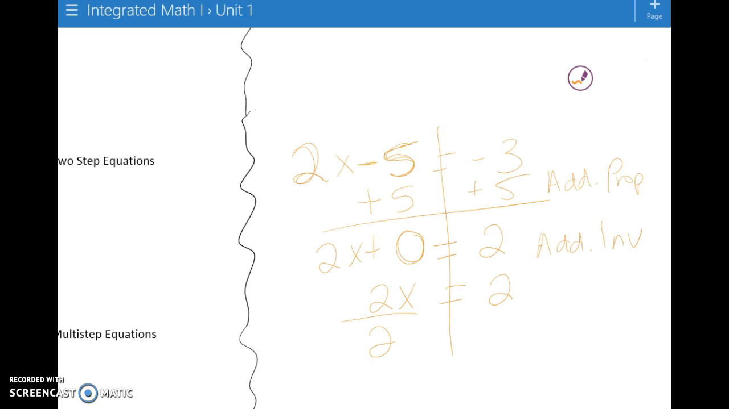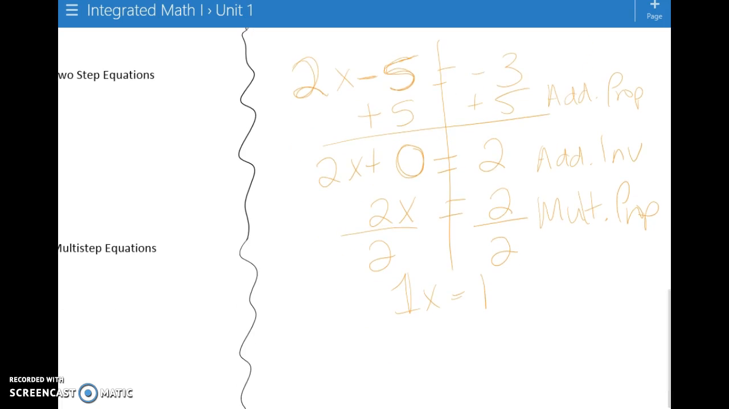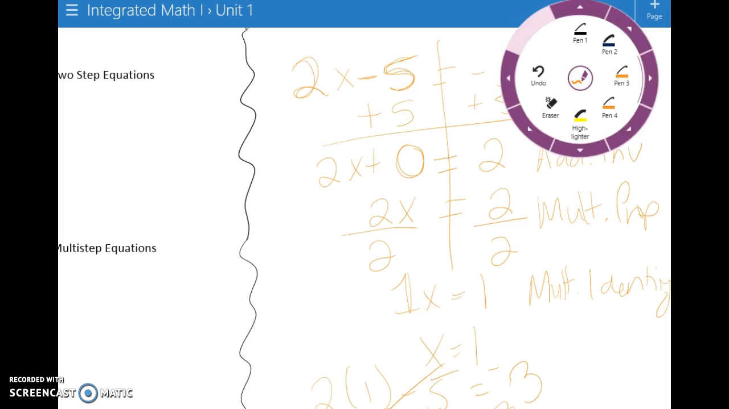And then I'm going to divide by 2 on both sides. I divide it because 2 is multiplying x. So I use the multiplication property. I get 1x equals 1. But 1 times anything is just that thing. So I'm using the multiplicative identity. So x equals 1. Plug it back in. 2 times 1 minus 5 equals negative 3. 2 minus 5 is negative 3. We're all good.